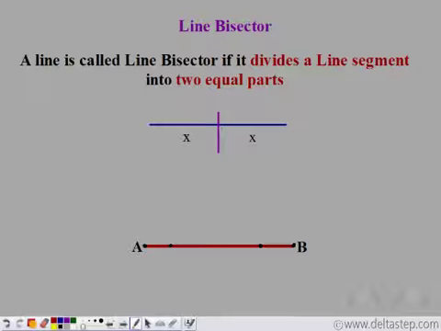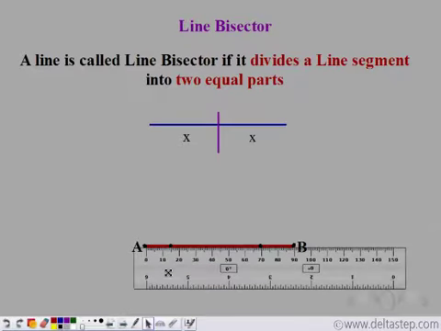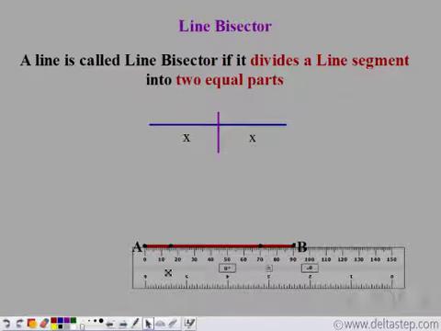So in order to draw the line bisector of AB, we need to mark a point midway between A and B. So let us do that. We take a scale and we see that the length of AB is 90. What is half of 90? It is 45. So we mark a point at 45.